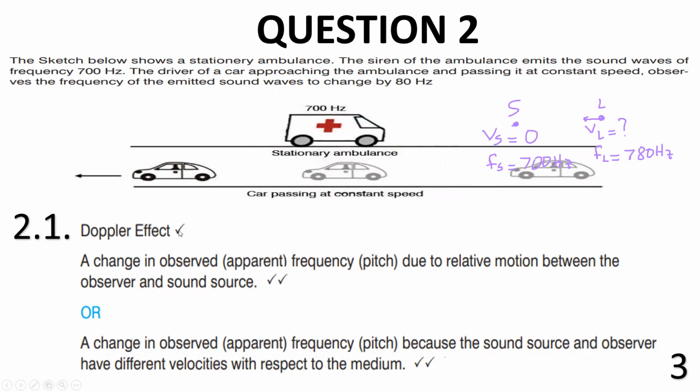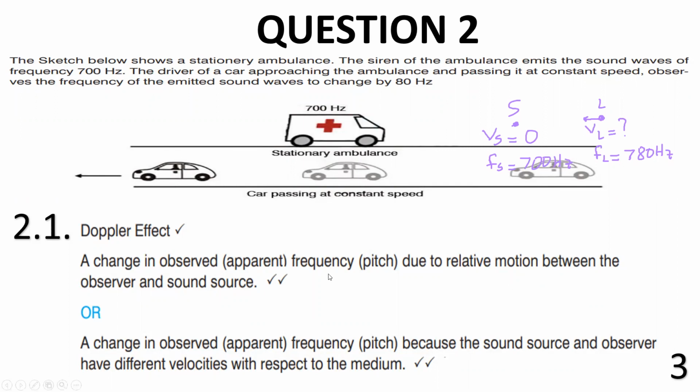Doppler effect, 1 mark, and definition, 2 marks, 3 marks, or you can use the second option. Please try to memorize these definitions because they are very important. Each long question comes with one definition, minimum 2 marks. But now, as you see, 3 marks come from the definition because you are writing the name of the process also.